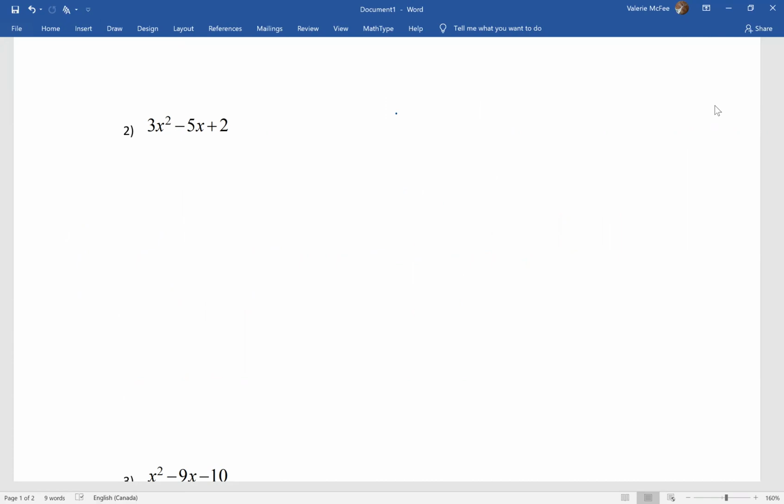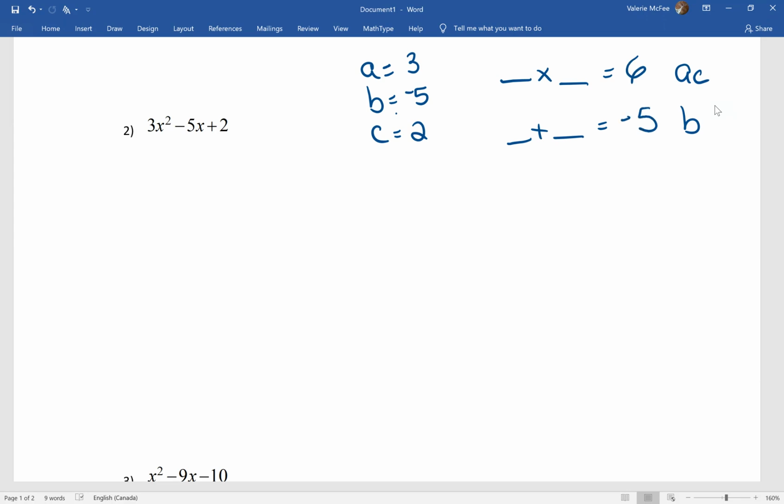We want A, B, and C. A is 3, B is -5, C is 2. We want two numbers with a product of A times C and a sum of B. A times C is 6, B is -5.